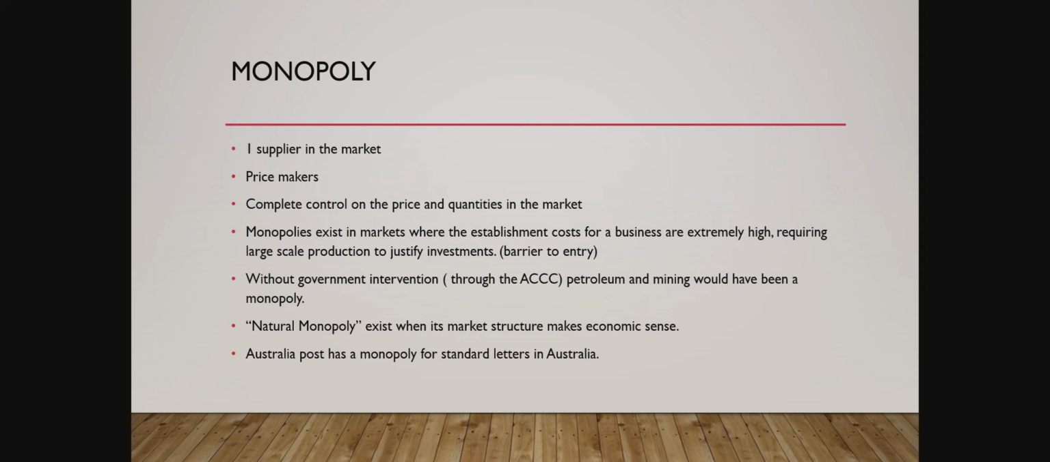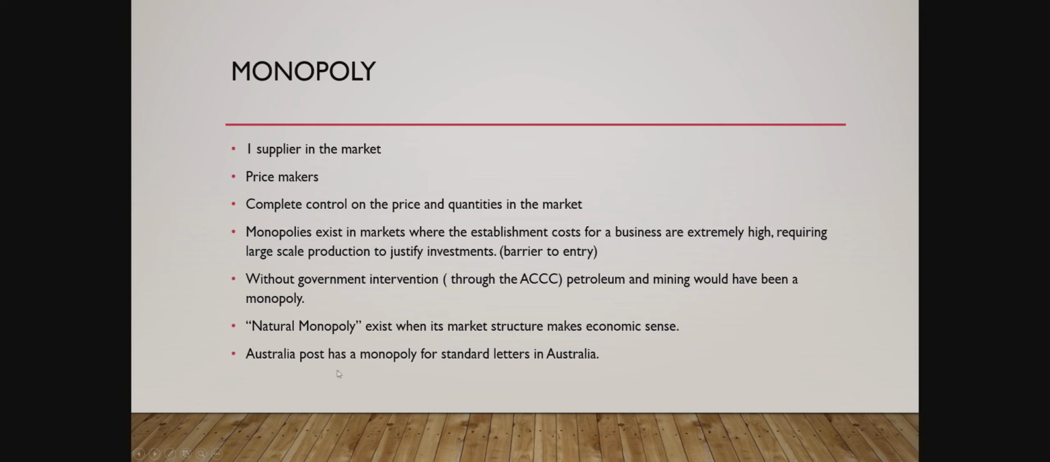So monopoly, there's one supplier in the market. They are price makers. They have complete control of the prices and the quantities in the market. Monopolies exist in markets where the establishment costs for a business are extremely high, requiring large-scale production to justify investment. So this is a barrier to entry. Without the awesome government intervention that we have in Australia, through the ACCC, petroleum and mining would have been a monopoly. Natural monopoly exists when the market structure makes economic sense.